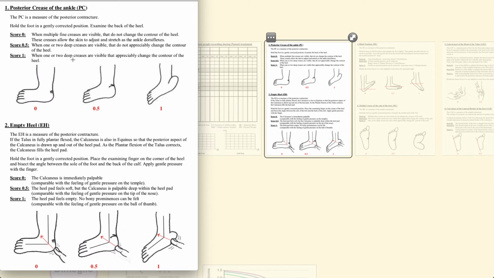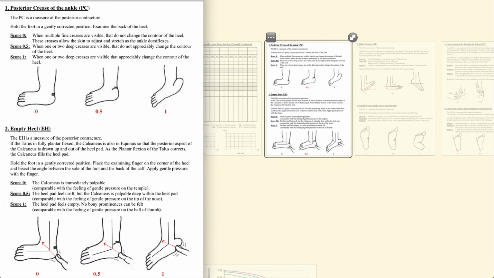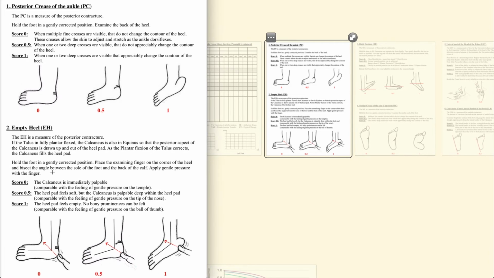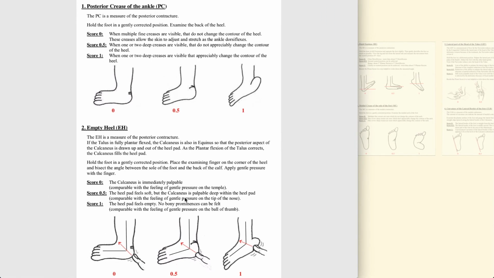When there are 1 or 2 deep creases visible at the posterior heel aspect, then we give it a score of 1. The empty heel is somewhat subjective, and some people find it difficult to assign a score for these points.